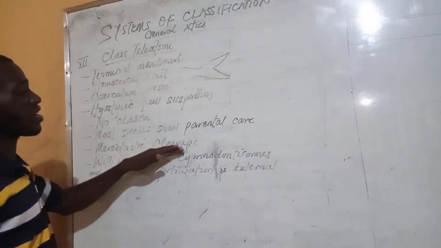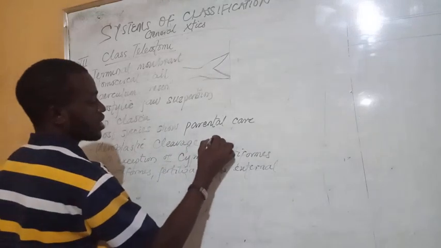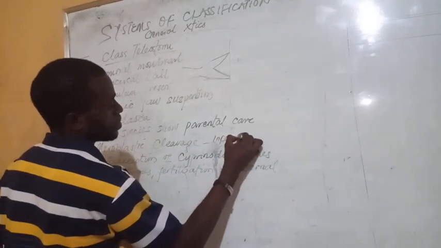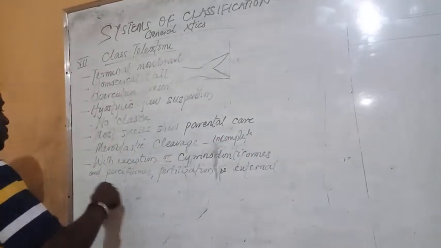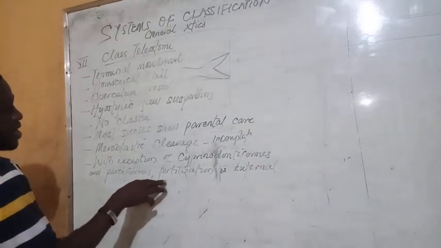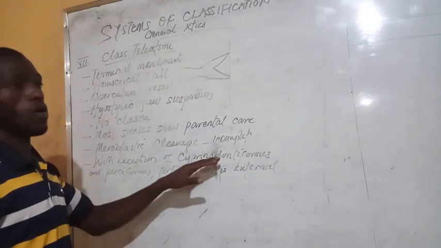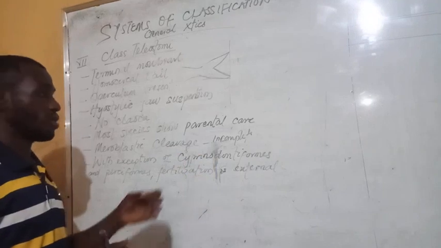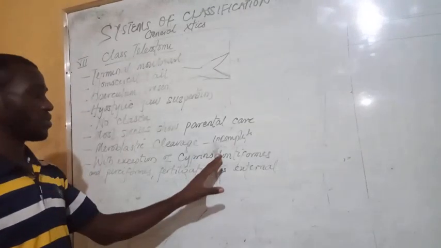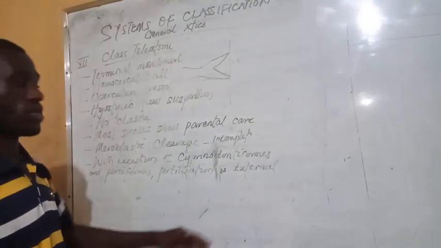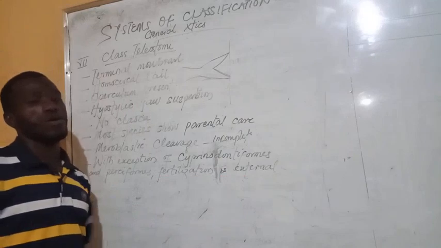And they have meroblastic cleavage, that is, not all the cells divide, an incomplete cleavage. Then with the exception of cyprinodontiforms and perciforms, their fertilization is external. Cyprinodontiforms are an order of fishes, and the perches. So the perches and the cyprinodontiforms are the only ones that experience internal fertilization, and the rest of the Teleostomi experience external fertilization.